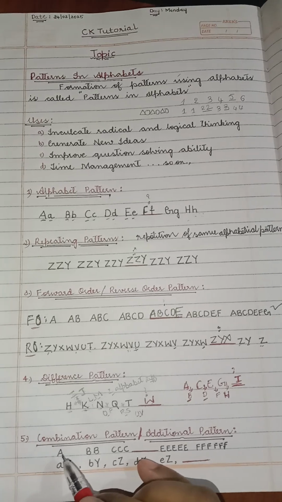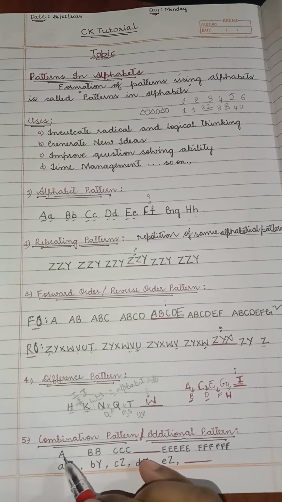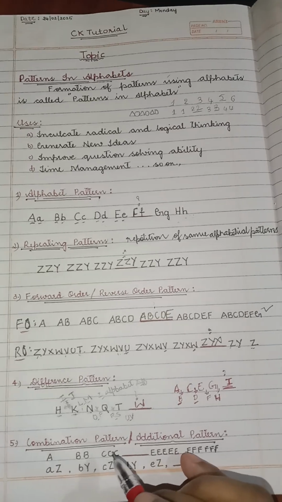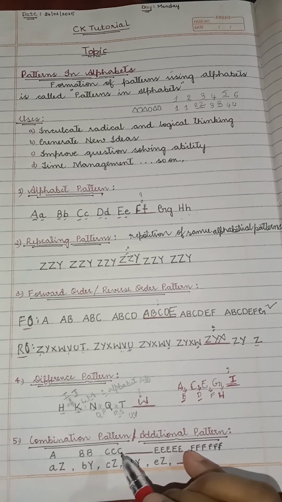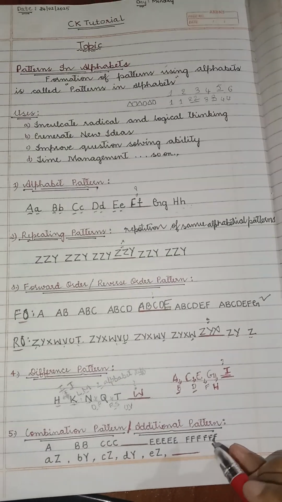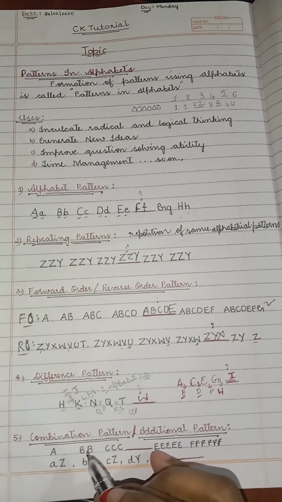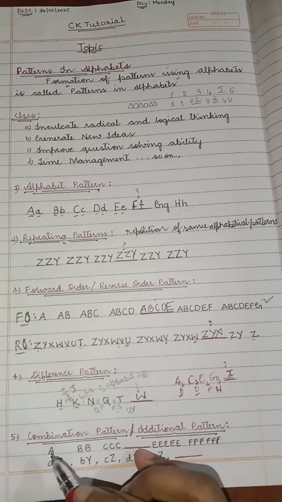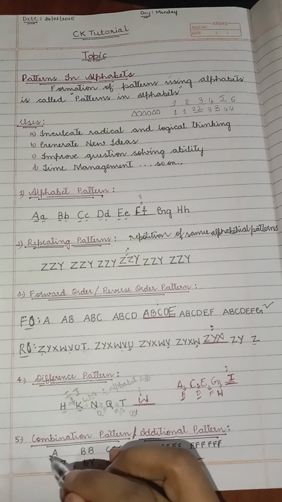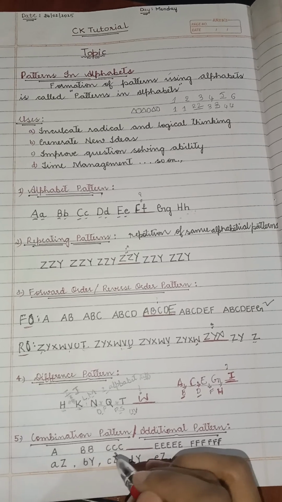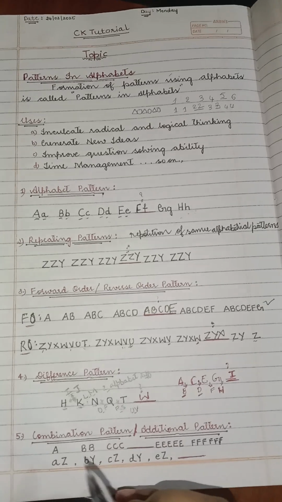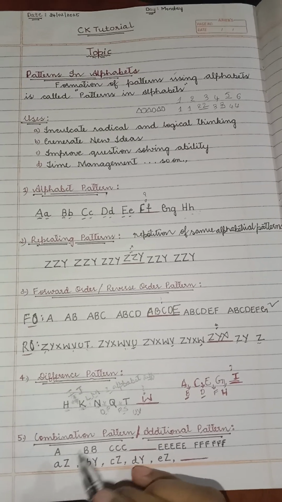Here they have given alphabet A, alphabet B, and again alphabet B, alphabet C, alphabet C, alphabet C. Here alphabet E, alphabet E, alphabet E. Here we don't observe any kind of combination pattern in this sequence. So let us go for the next sequence.